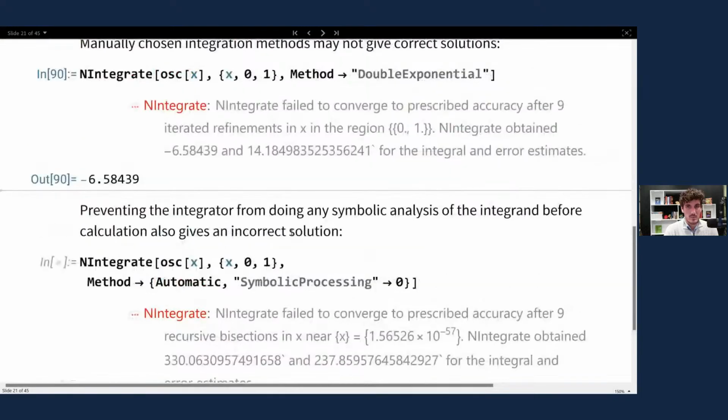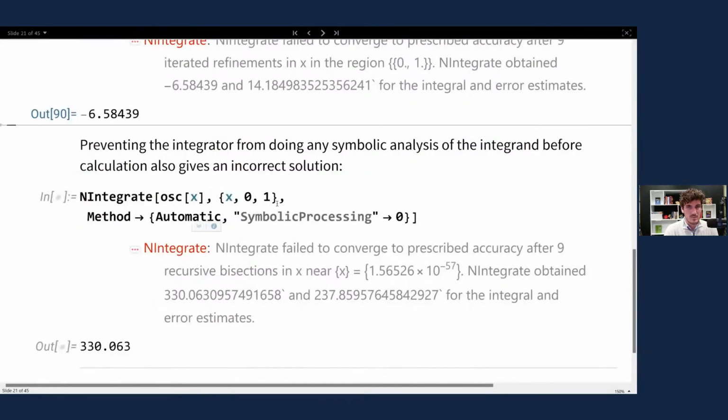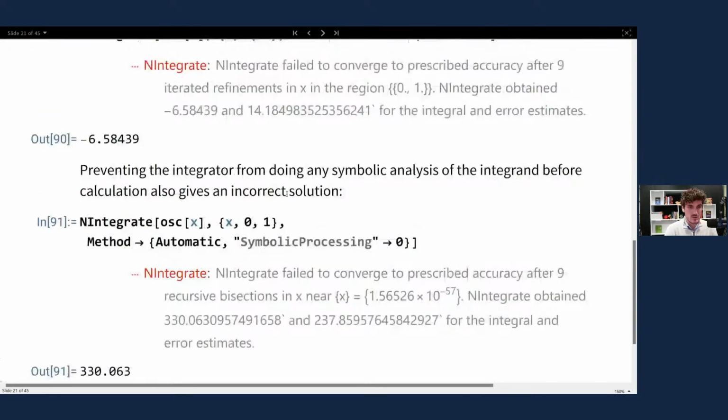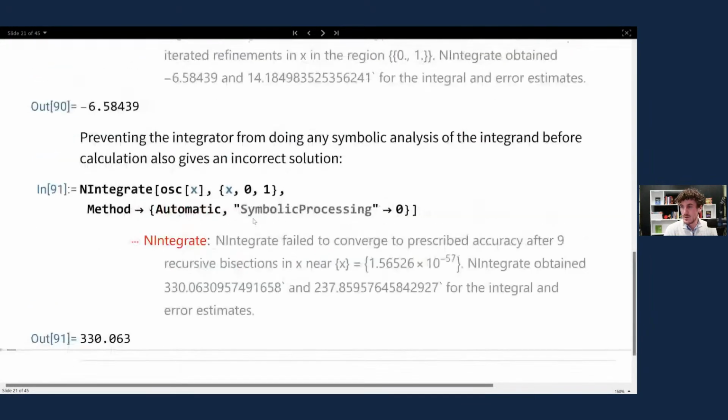And then this is another example. If you prevent the Wolfram kernel from doing any symbolic analysis, it also gives you a completely wrong answer. Okay, so I suppose what this shows is that yes, you need to be careful when specifying methods. Some methods may give you wrong answers. Some may be the ones you want. And in this case, you need to let the Wolfram kernel do its symbolic processing. Okay.